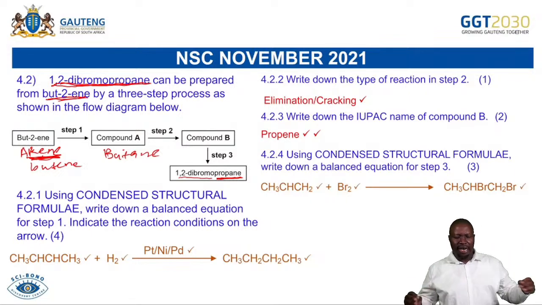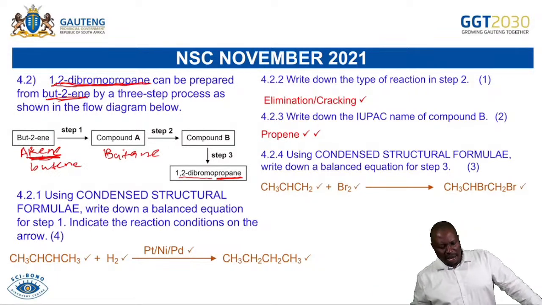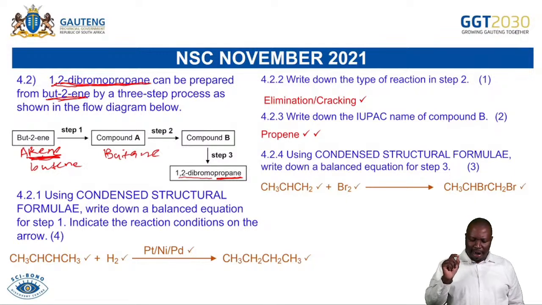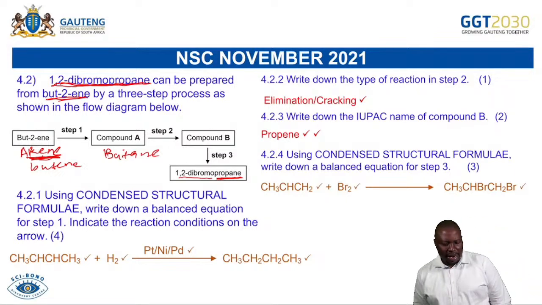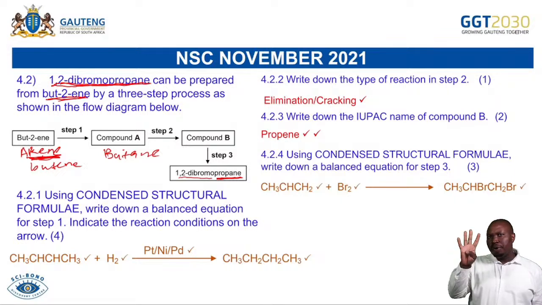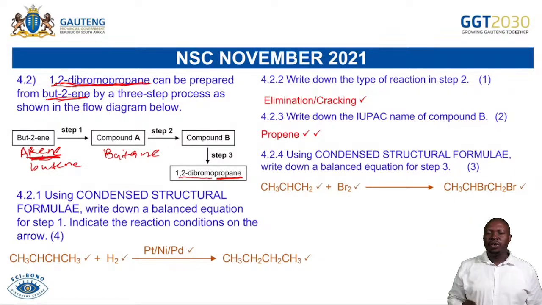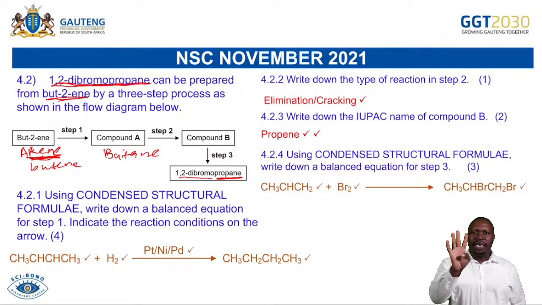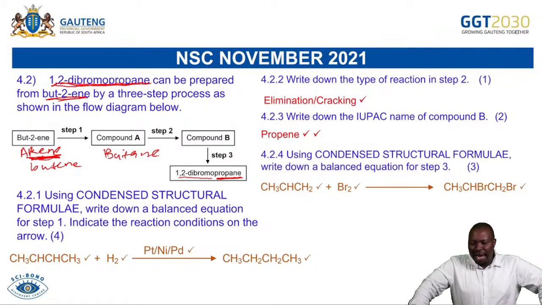So we can crack butane and form propene and methane. Remember, when we say butane, we are talking about C4H10. So we have 4 carbons, and the product that we want must have 3 carbons. Hence, we're going to break down the 4 carbons in butane to form methane and propene.